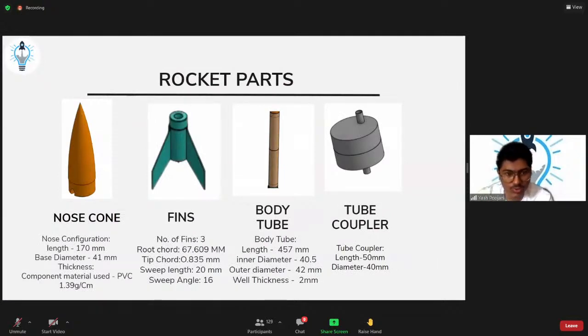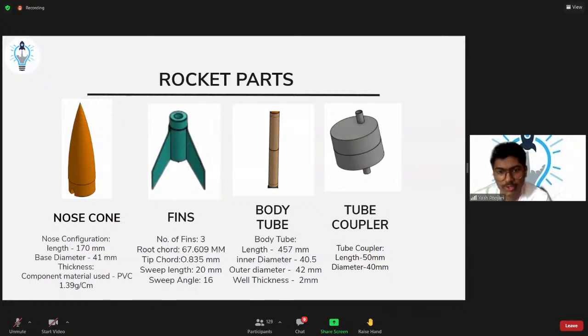First is the nose cone. The nose cone plays a vital role during the journey. Due to its aerodynamic shape, it helps the rocket prevent air friction from slowing it. Next are the fins. The fins help us guide the rocket to fly straight, and they help to control the rocket.